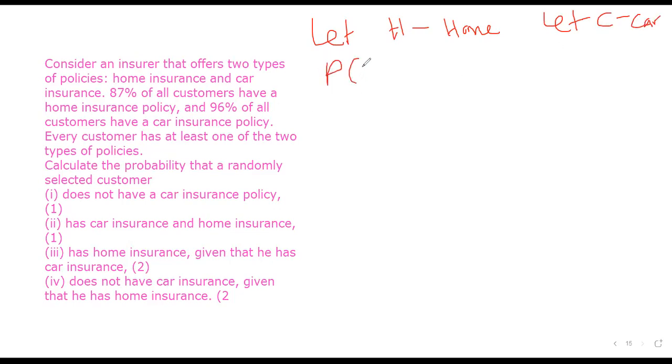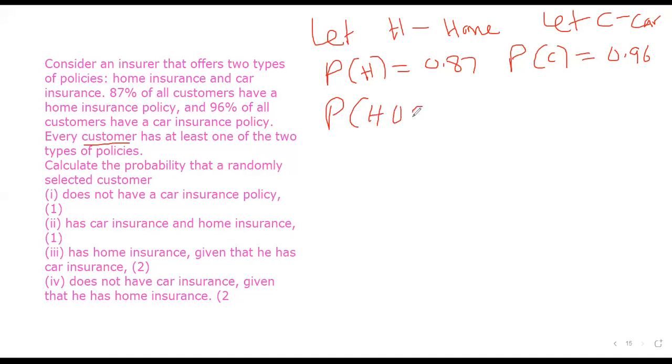So what have we been told in here? The probability that one person will have a home insurance is 87%. So probability of H is 0.87. And the probability of C is 0.96, which is 96%. At this point, are we all together? Yes. Then we are told that each customer has at least one of the policies. So when we combine H union C, we're going to get 1.